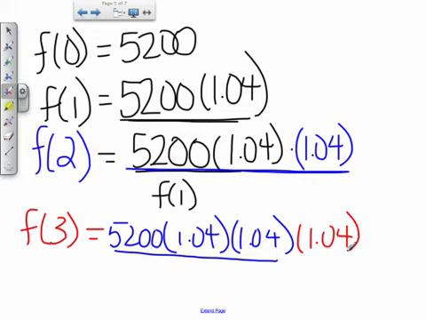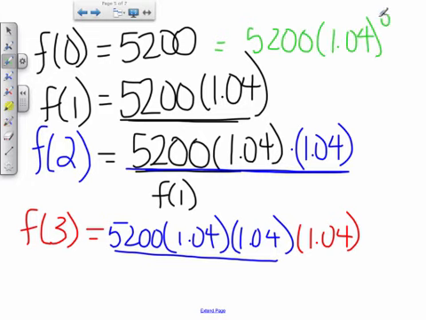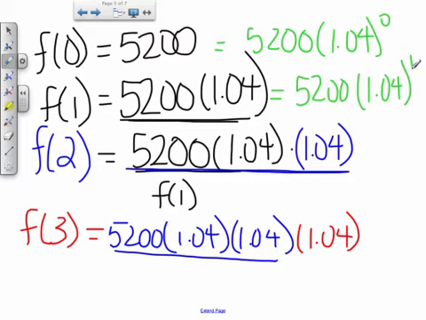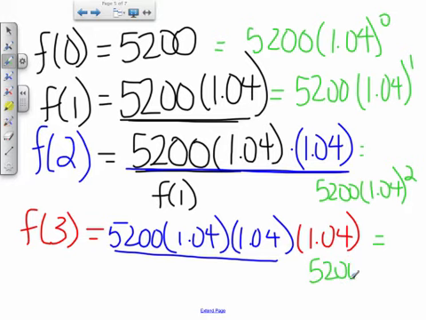So hopefully you noticed what's happening. In this problem right here, I'm taking 5,200 and I'm multiplying it by 1.04 0 times. Here I'm taking 5,200 and I'm multiplying it by 1.04 1 time. Here I'm taking 5,200 and I'm multiplying it by 1.04 2 times. And here I would take 5,200 and multiply it by 1.04 3 times.